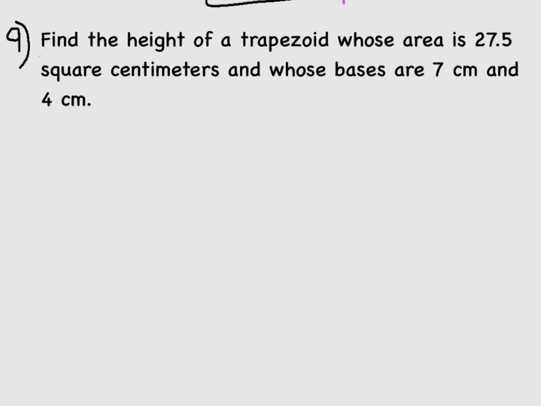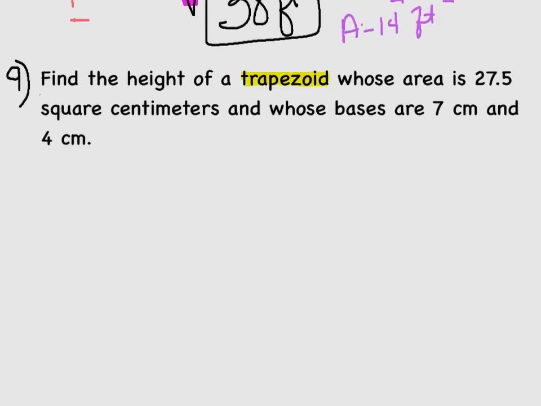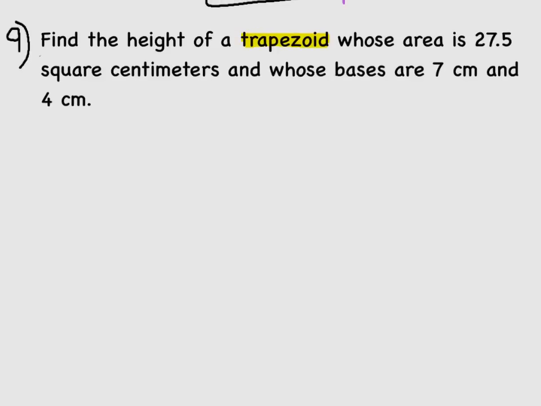Find the height of a trapezoid whose area is 27.5 square centimeters and whose bases are 7 centimeters and 4 centimeters. So the first thing I want to look at with you is the fact that this figure is a trapezoid. So first step, always write the formula. For a trapezoid, area equals height times B1 plus B2, divided by 2.